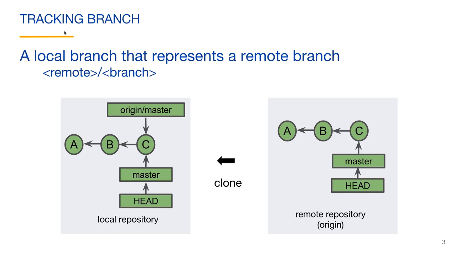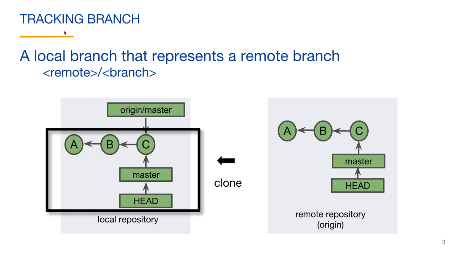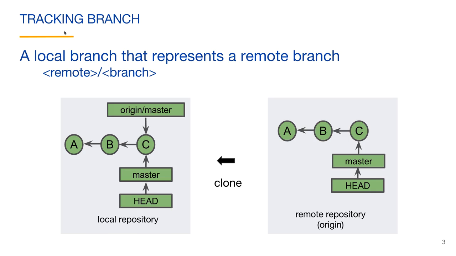When we clone the remote repository, the same 3 commits, master branch label, and head reference will be copied to the local repository. You can see that the commit graph on the remote repository looks exactly like this part of the commit graph locally. After the clone, you will have the master branch checked out.